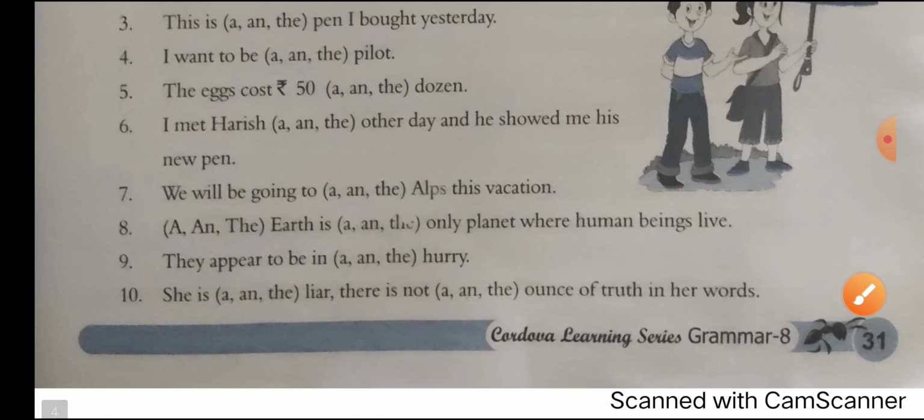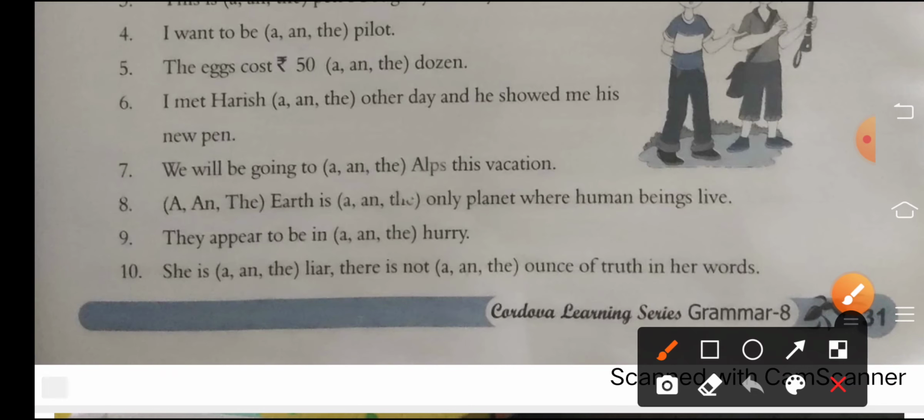Next is question number 6. I met Harish dash other day and he showed me his new pen. So I met Harish the other day. The other day, and he showed me his pen, right? And the next one is, we will be going to dash Alps this vacation. Alps is a mountain range, I have told you this. So with a mountain range, what do we have to use here? The. The with that.